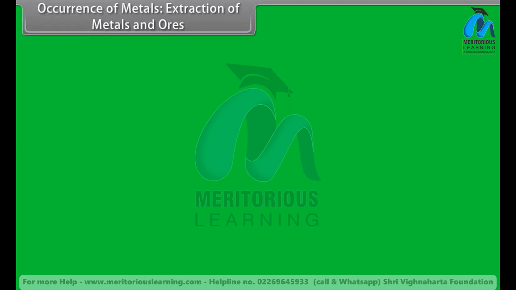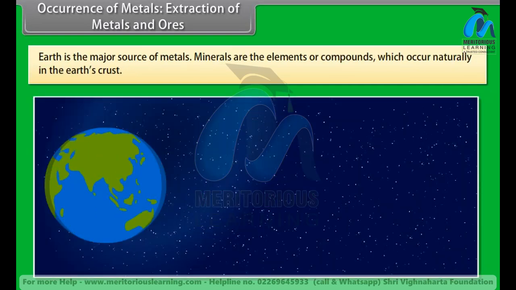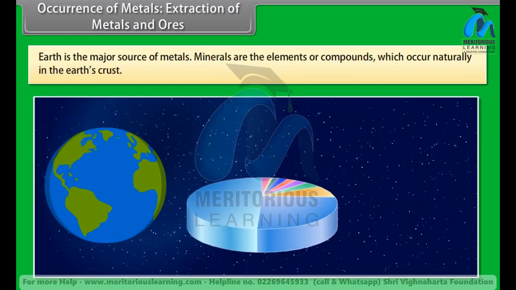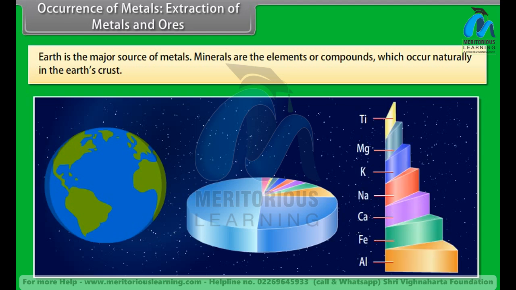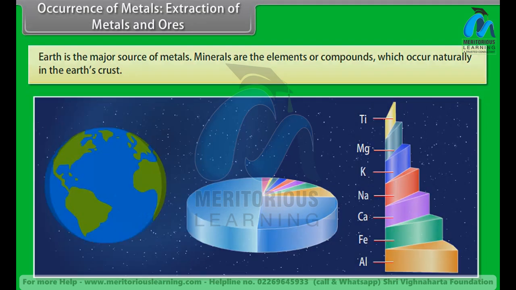Occurrence of metals. Extraction of metals and ores. Earth is the major source of metals. However, seawater also contains some soluble salts. Minerals are the elements or compounds which occur naturally in the Earth's crust.